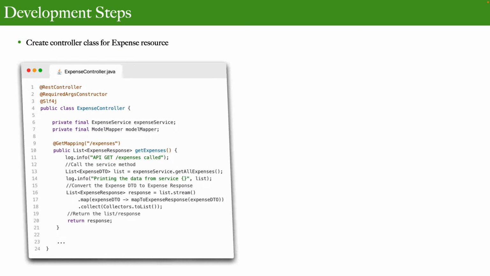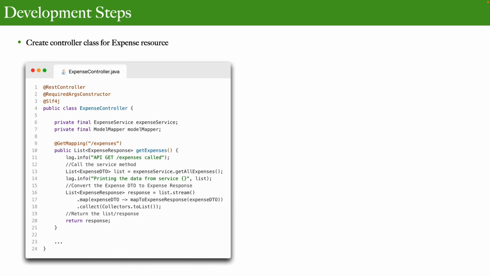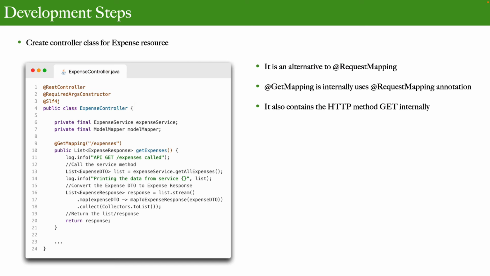The next step is to create the controller class for the expense resource. We are going to create a class with the name ExpenseController. We will add the annotations @RestController, @RequiredArgsConstructor, and @Slf4j. The @GetMapping internally uses the @RequestMapping annotation. The @GetMapping annotation is a shorthand for the @RequestMapping annotation with the HTTP GET method. If you are using the POST method, then you can make it a @PostMapping. Similarly, we have @PutMapping, @DeleteMapping, and @PatchMapping.